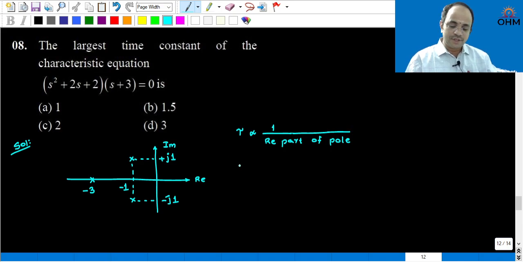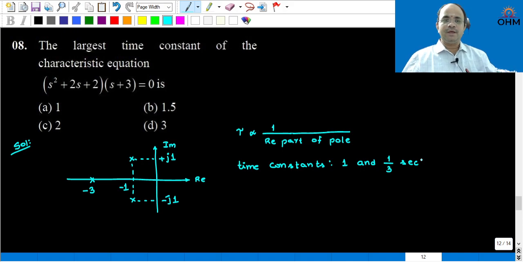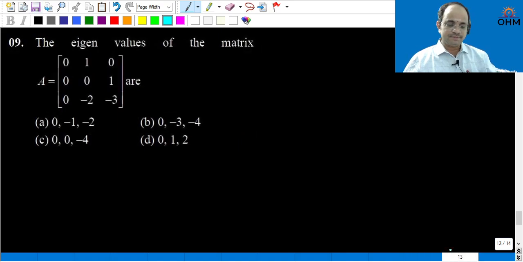Therefore, for these pole locations, you can have time constants 1 and 1/3 second. So, as the question is asking what is the largest time constant, you can select 1. Suppose if it is asking what is the smallest time constant, that will be 1/3. Now, let us go to the next question.